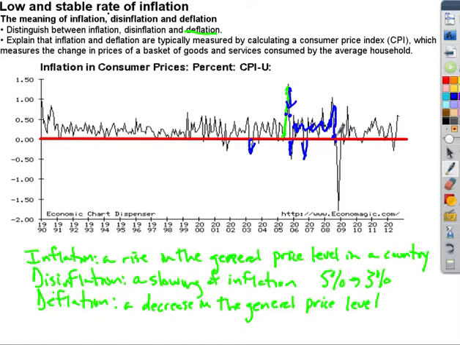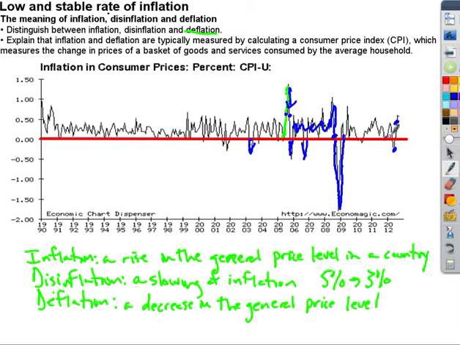But then 2008 hit, and the bottom dropped out, and that's when we had this big tank in deflation. And we'll talk about why that's a bad thing, because typically we think prices are going down, hey, this is a good thing for consumers, but actually it's not. It's not good for the economy. So anyway, here would be another period of deflation.